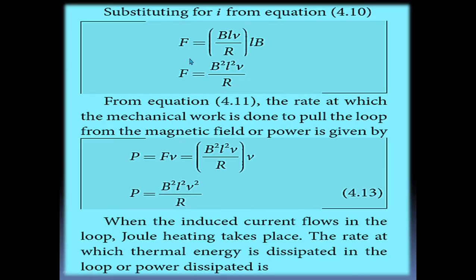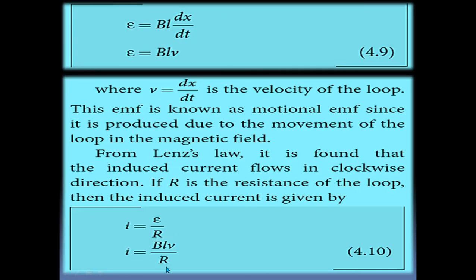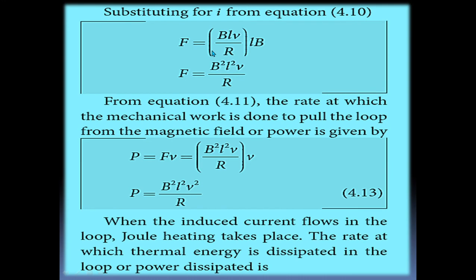So substituting for I from equation 4.10. What is the value of I? I is nothing but BLv divided by R. Just substituting this value in this equation, we obtain F is equal to BLv divided by R into L into B. Here L into L, L square, B into B, B square. B square L square v divided by capital R. F is equal to B square L square v divided by capital R.